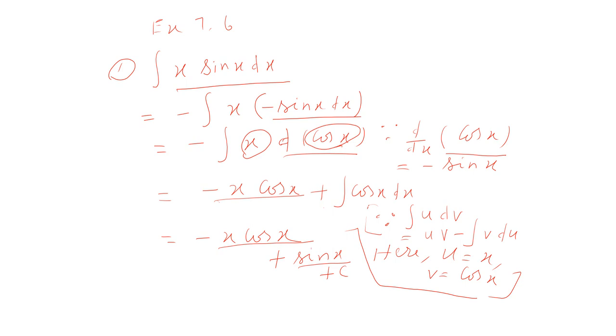Let me move on to the second problem now. Second problem goes like this: evaluate integral x sin 3x dx. Remember carefully, derivative of cos 3x is minus 3 sin 3x. Therefore, multiply and divide by minus 3 in the next step: minus 3 sin 3x dx.